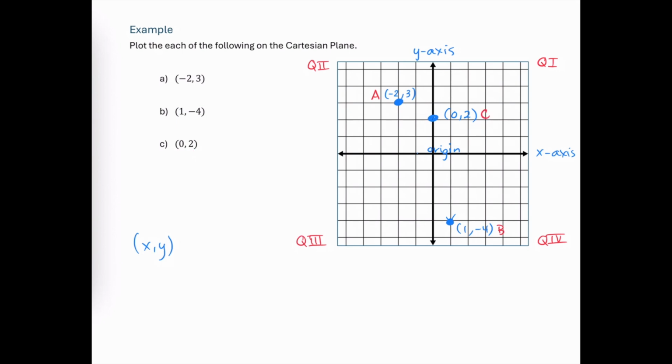Now let's talk about where each of these points are located. Point A is located in the second quadrant, so we'll say this one falls in Q2. Point B is located in the fourth quadrant, so we'll say this one falls in Q4. And point C is on the y-axis. It doesn't fall in any of the quadrants, so we'll just say on the y-axis.